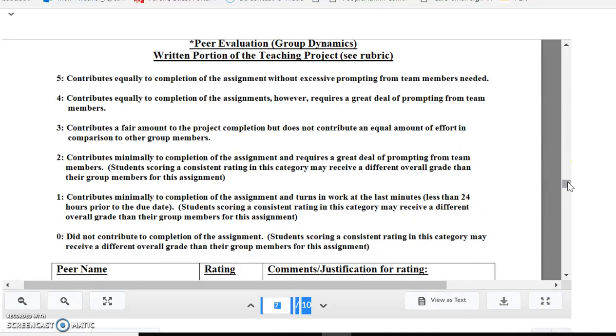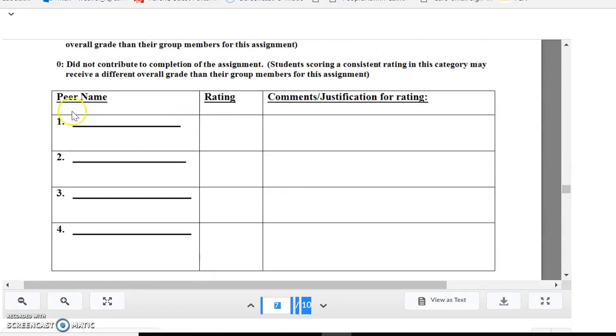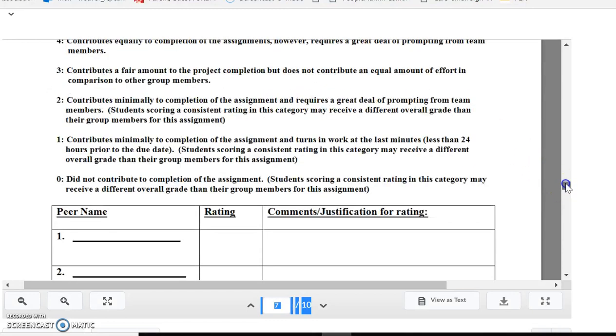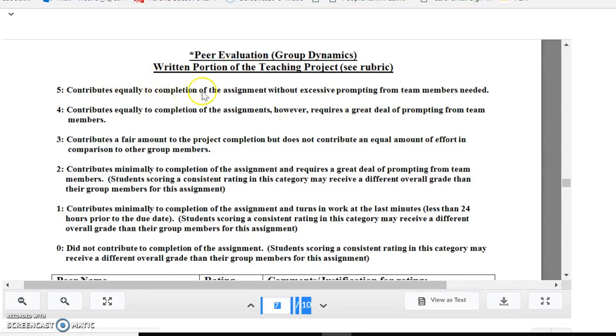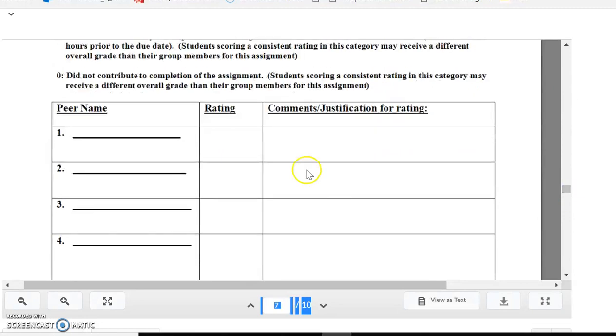Okay. So the peer evaluation for the written part. What I'm going to have you do is fill out every person in your group, and there should be no more than 4. And then you're going to go up here and you're going to rate them, that they all equally contributed to the assignment and without excessive prompting, that you had to really work hard to get a hold of them, that they did a fair amount, or that they contributed minimally, or that they didn't contribute at all. And you give them just a ranking here. And then write some comments to justify why you gave the ranking that you did.